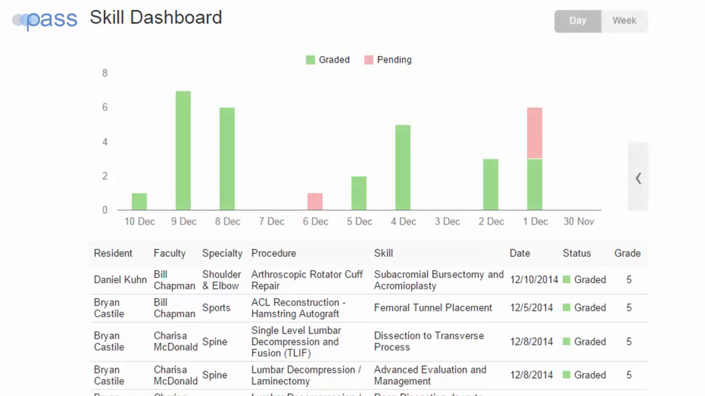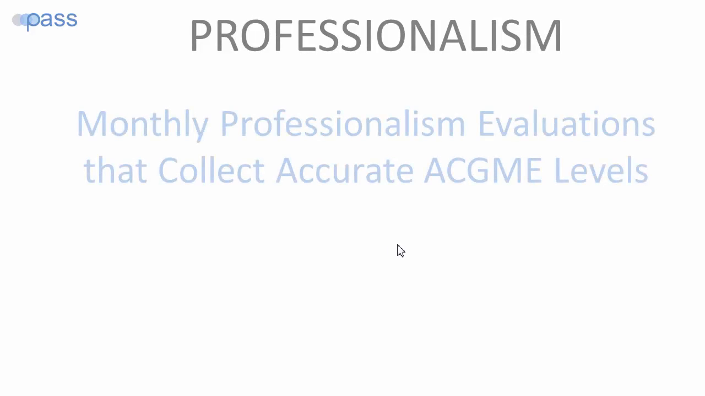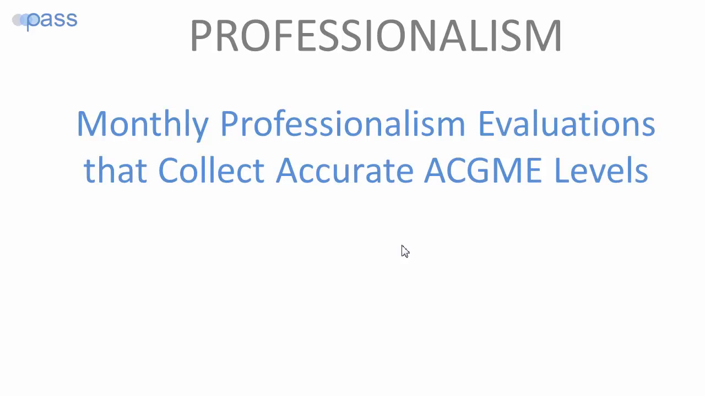In addition, there's a milestone skill tracking dashboard so the program director can see how many skills are entered every day, which ones are graded, and which ones are not graded. Automated reminders ensure that all faculty evaluations are complete. For professionalism, we did a similar thing. We simply created a simple mobile platform where monthly professionalism evaluations can be collected, but we built it in a way so the ACGME levels are accurate.